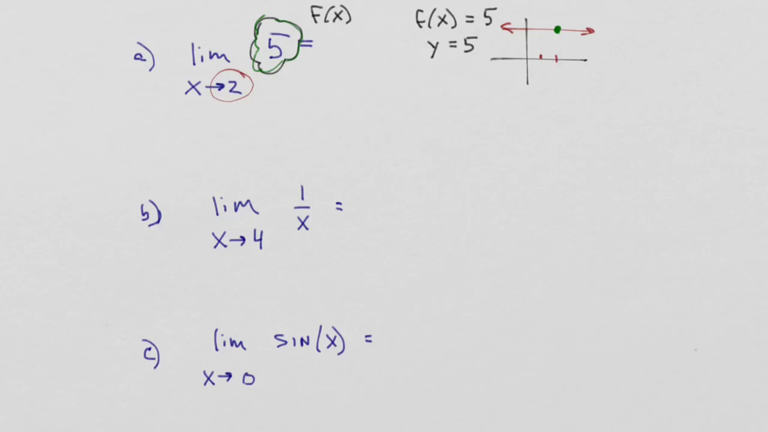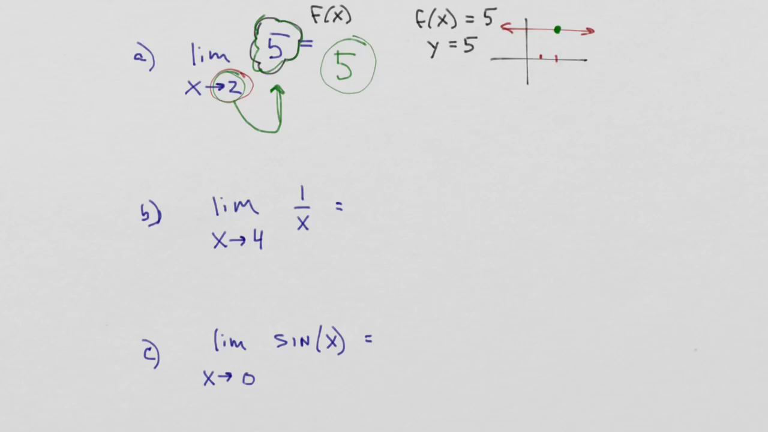So this is kind of weird. I don't have an x value in this function. So where do I plug 2 in for x? Well, nowhere, because there is no x, right? So what is my answer? My answer is simply 5. The limit as x approaches 2 of 5 is 5.